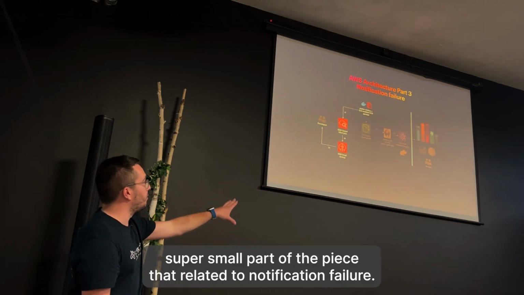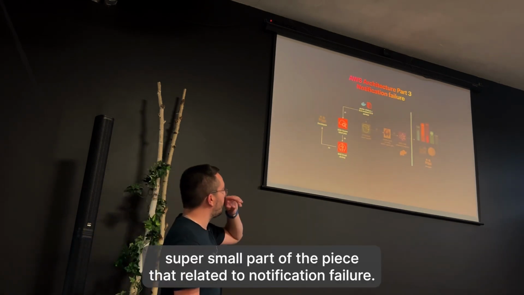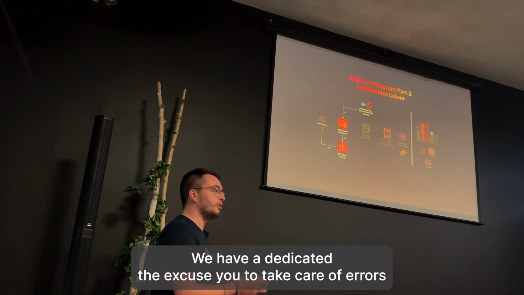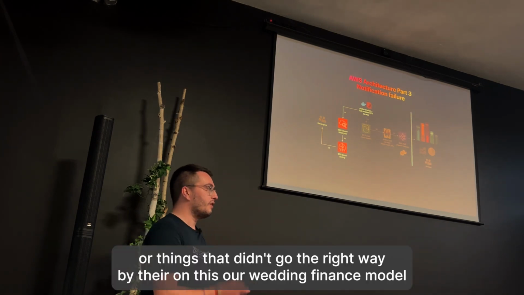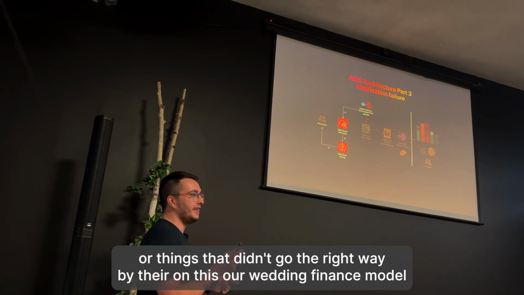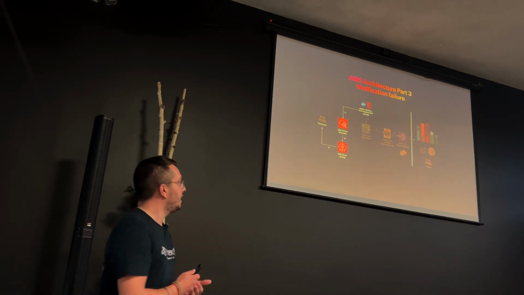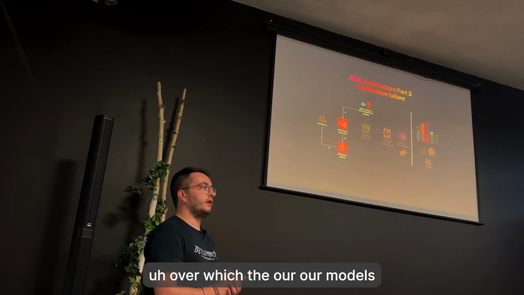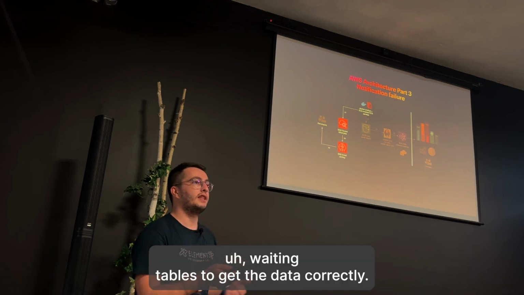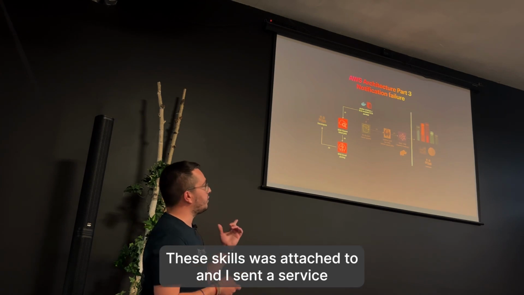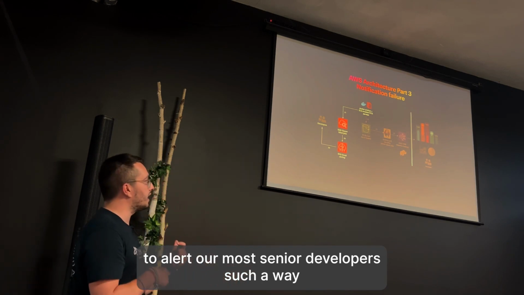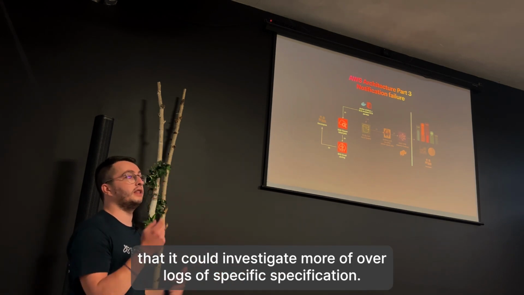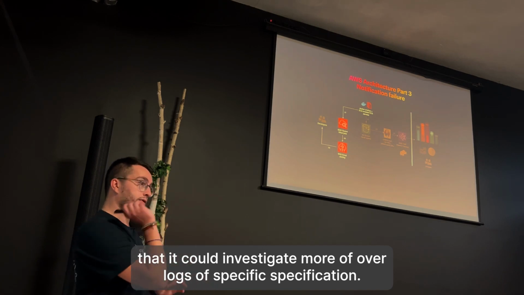There's also this super small part that is related to notification failure. We have a dedicated SQS queue to take care of errors or things that didn't go the right way by the runners, our inference model, just to keep track of images over which our models weren't able to get the metadata correctly. This SQS queue was attached to an SNS service to alert our most senior developers in such a way that they could investigate more over logs of specific runs.